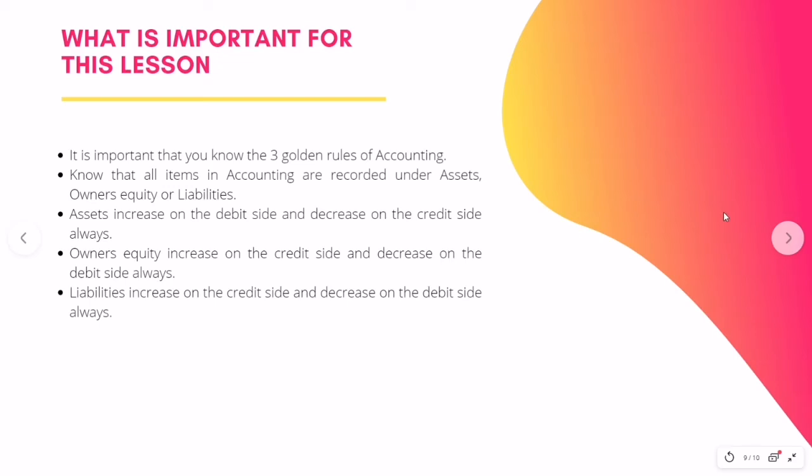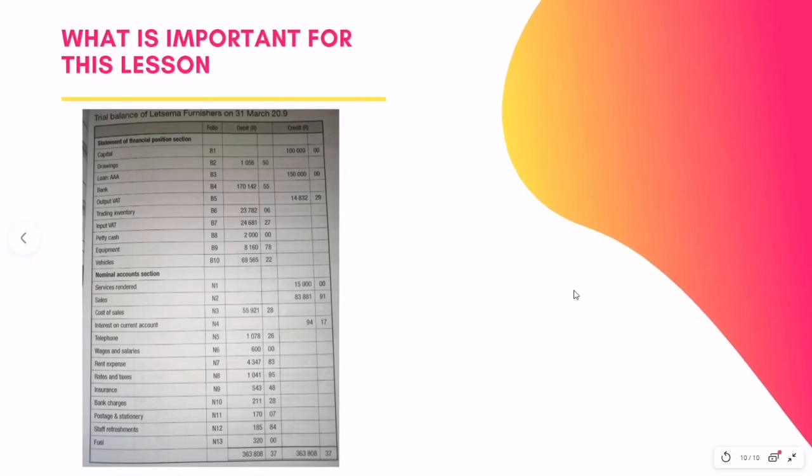Now let's look at the next slide where I just show you what I mean, that we use the general ledger to prepare our trial balance. Let's have a look at this trial balance. Now here we have the trial balance. The trial balance is showing 2 sections. We have the statement of financial position section. We also have a section for nominal account section.